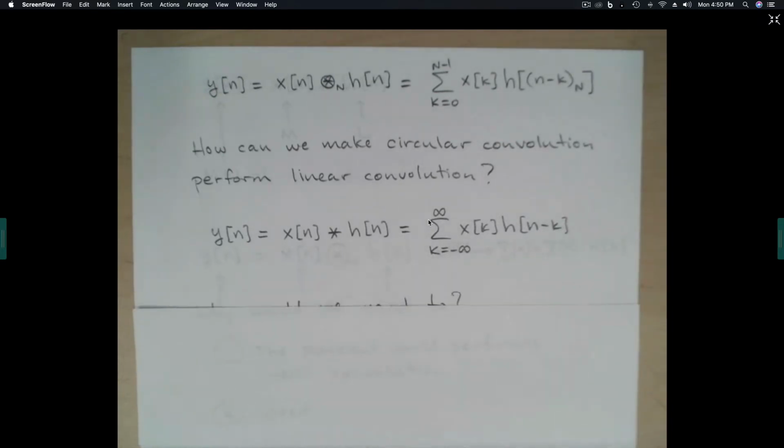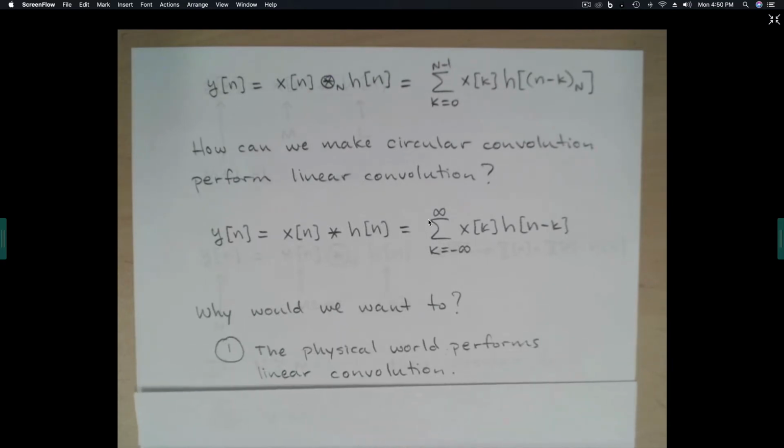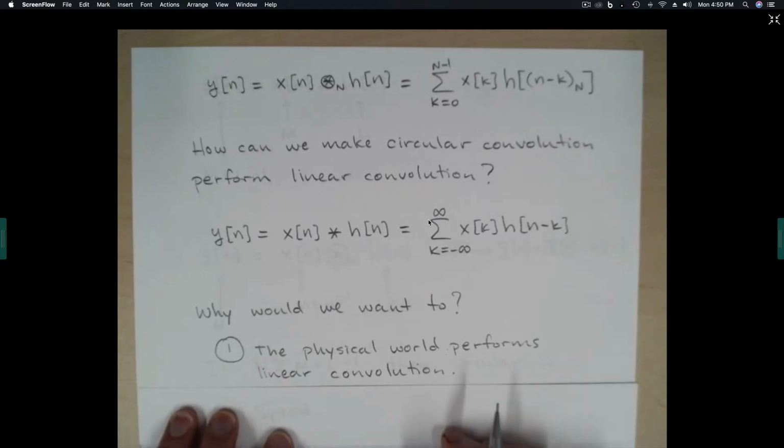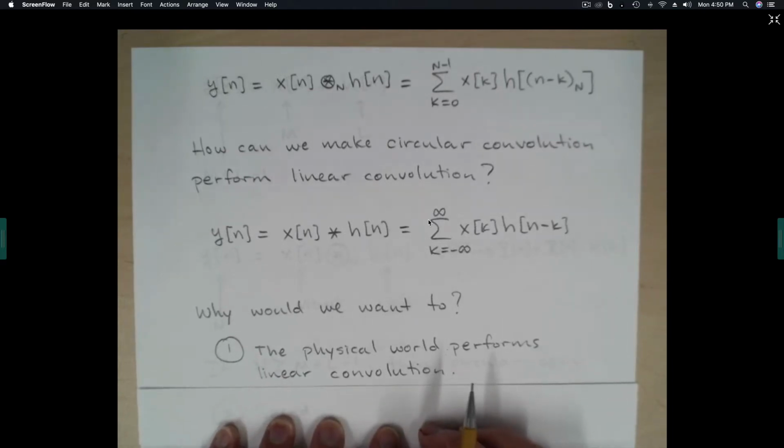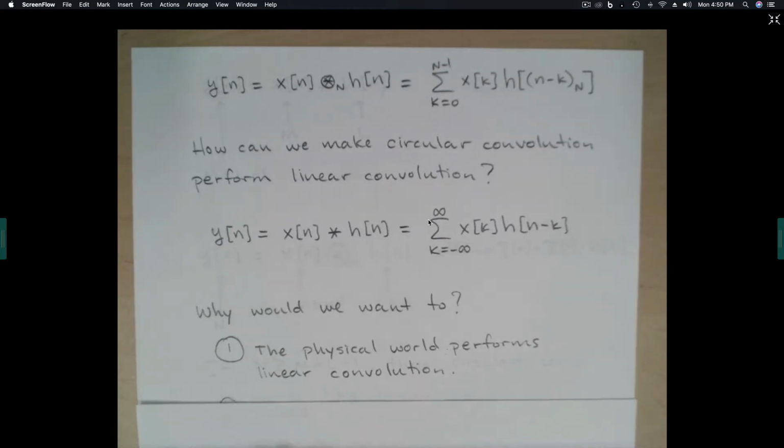The next question would be, why would we want to do that? Well, the first answer is because the physical world performs linear convolution. And if we want to, in the computer, perform an operation that mimics the real world, then we need to make sure that it's a linear convolution. And the second part of this is, why would we want to? Well, speed is the answer, and we'll talk more about that in just a minute.